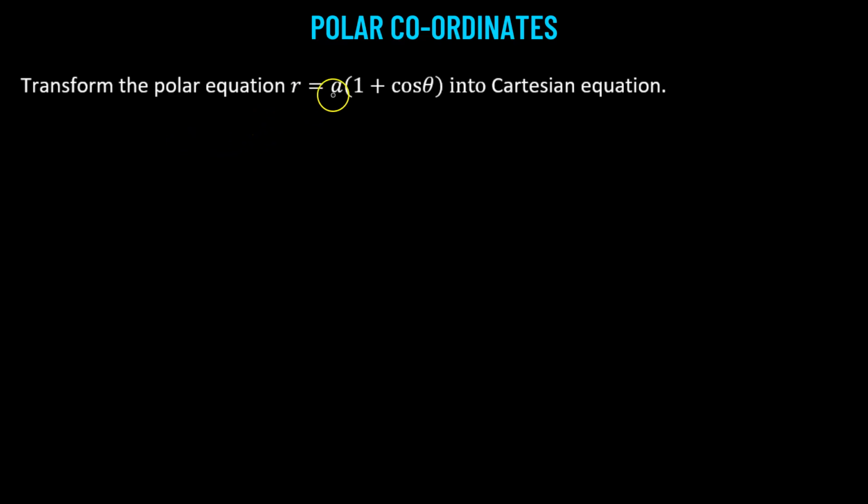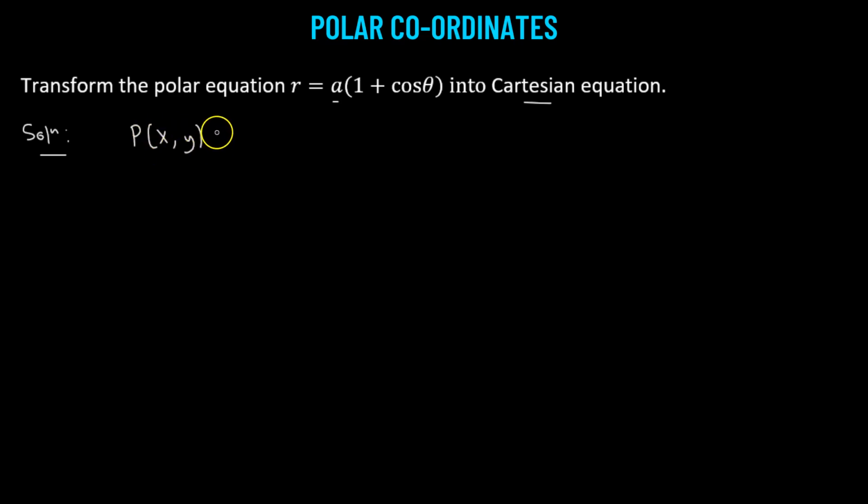In this problem, we are given a polar equation r equals a times (1 plus cosine theta). a here is a constant. We need to transform it to its equivalent Cartesian form. Let us begin. Now, let's say we have a point P with coordinates x, y.